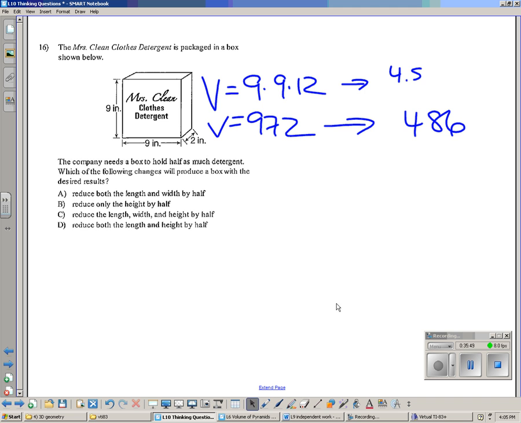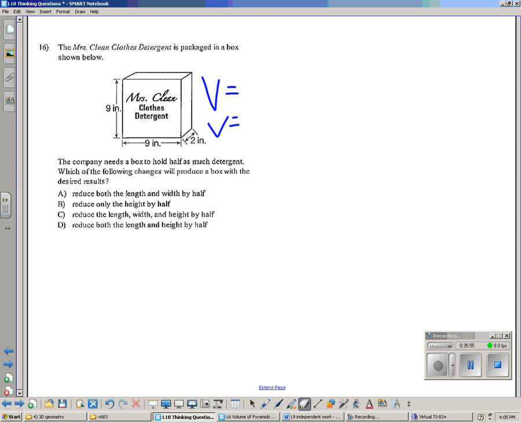Okay, so let me apologize. The method's right. I just didn't read the right number at all. So let's scratch this. Let's do this again. The volume should be 9 times 2 times 9. Let's write it like that to do length times width times height. That's 162. We want volume to be half of that, so we want 81.